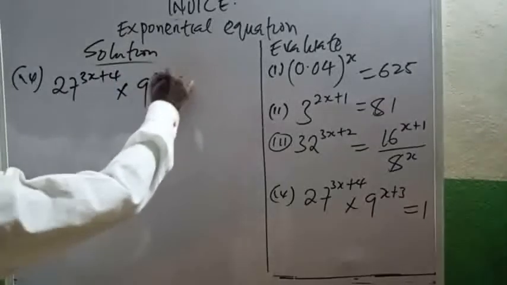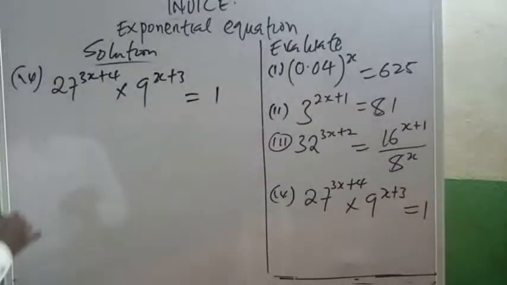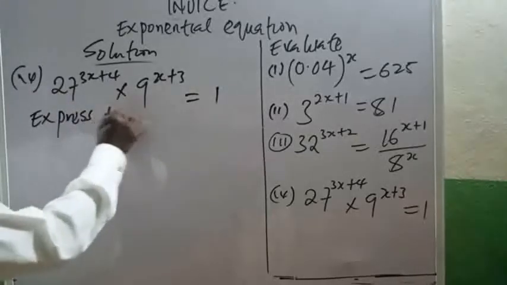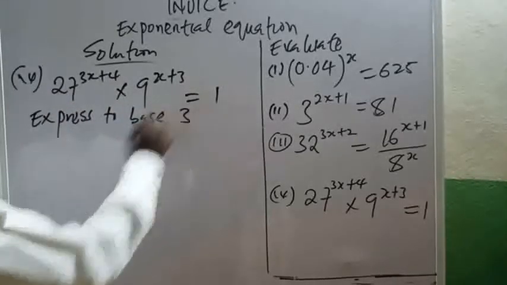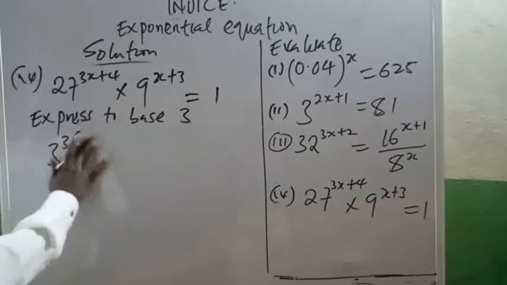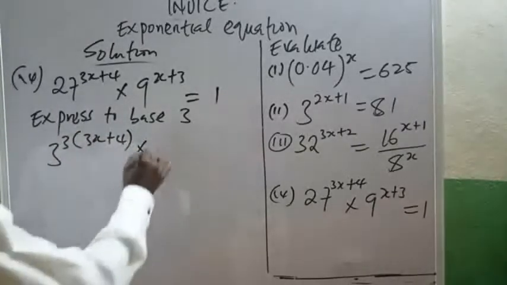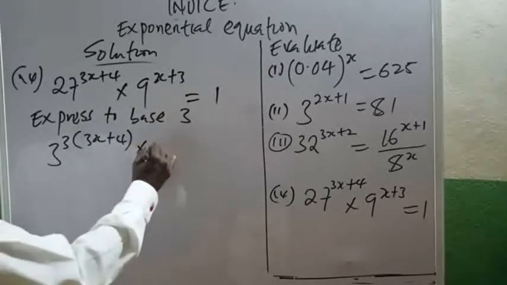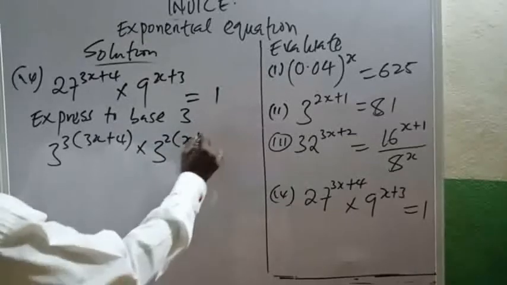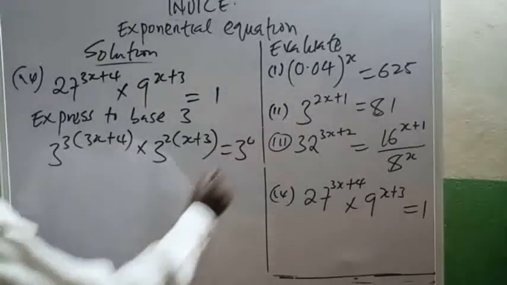Number 4, times 9 raised to the power of 3 of x plus 3 is equal to 1. If I take everything, I express to base 3, 27 is 3 raised to the power of 3 into 3x plus 4, times 9 is 3 raised to the power of 2 into x plus 3. And you know that anything raised to the power of 0 is 1. So this is 3 raised to the power of 0.